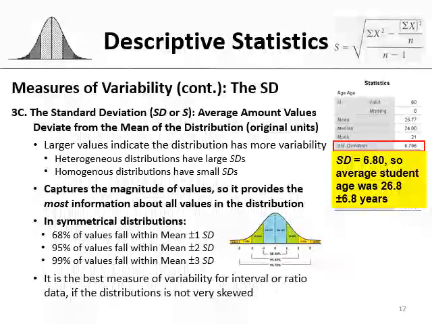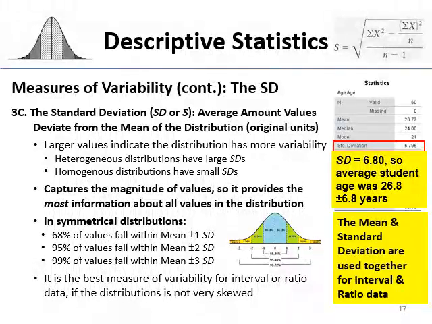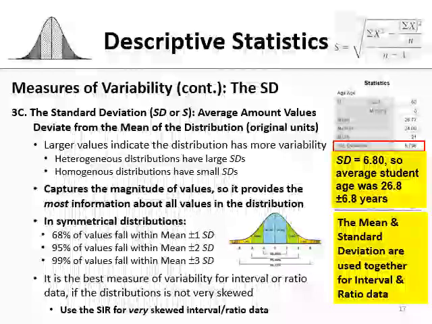So the standard deviation is your preferred measure of variability for interval or ratio data. As long as that distribution isn't too skewed, you can use the standard deviation along with the mean for interval or ratio data. If it's very skewed, you would use the median and the semi-interquartile range.